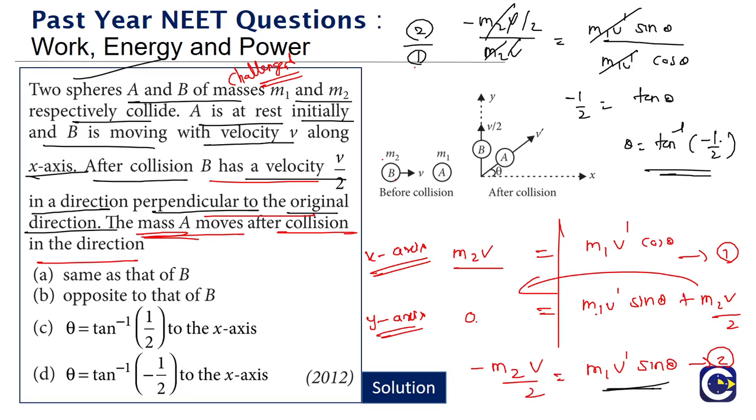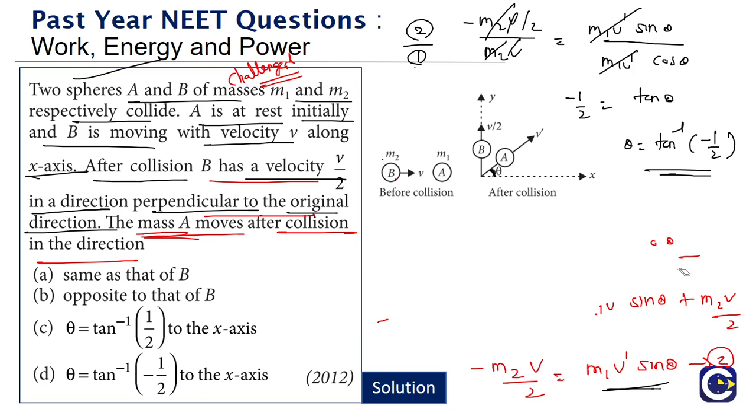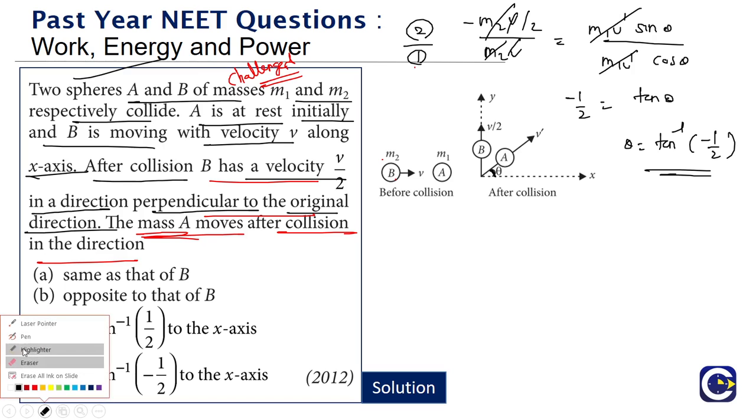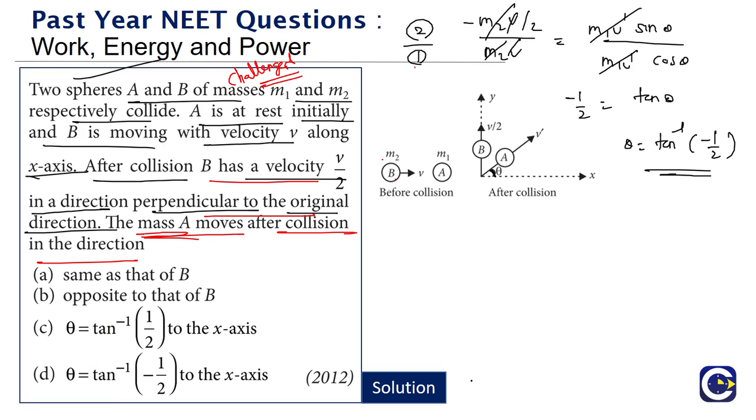Tan inverse of minus half means the angle is negative. So in the diagram we are showing it like this, but the theta value will be negative. Which means the A velocity will be aligned making a negative angle with the x-axis. So if you look at it, this is the x-axis.